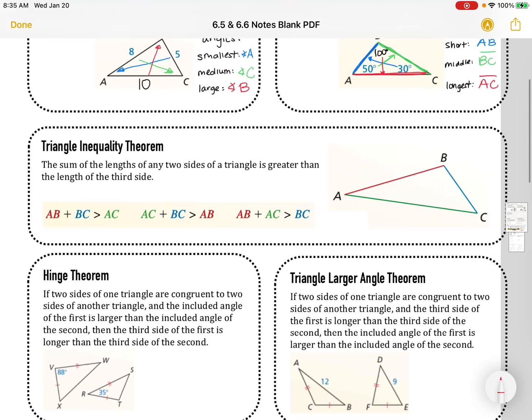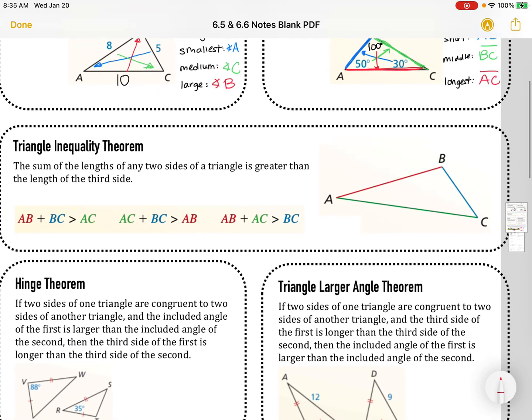Our next skill is going to be the triangle inequality theorem. The triangle inequality theorem says that the sum of the lengths of any two sides of a triangle has to be greater than the third. So you're going to test all 3 sides. Do the sum of 2 of them, add to be greater than the third. So you have to make sure AB plus BC is greater than AC, and so on.